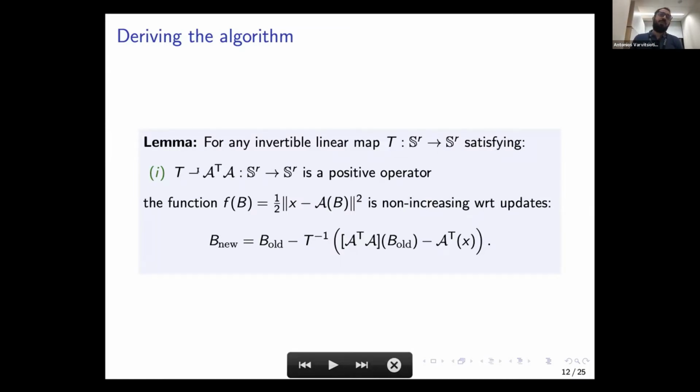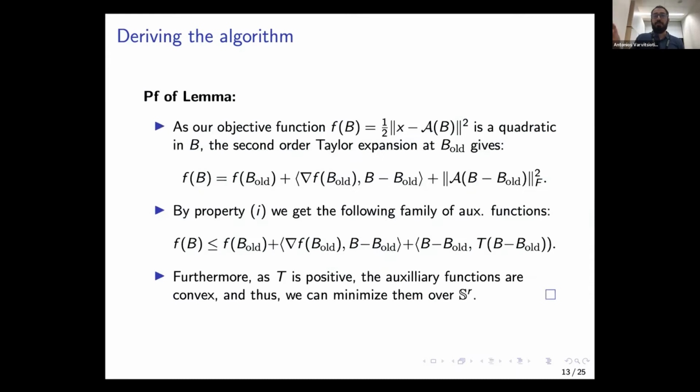so that T minus A transpose A is positive. So in other words, T is at least A transpose A in the PSD order. Okay, so then the function of interest is non-increasing with respect to this update rule. And this is very easy, and it just follows straight from the definition of the MM framework.